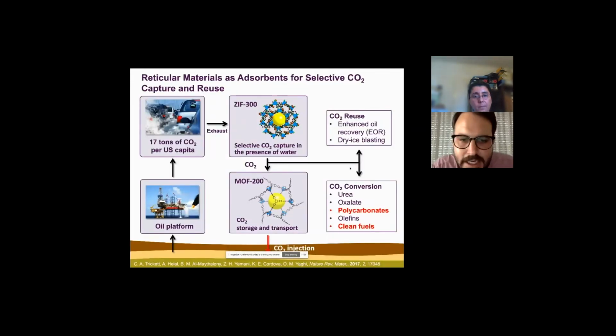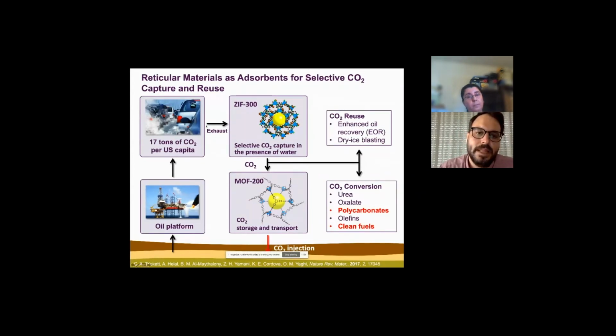In terms of carbon dioxide, MOFs really play a role in each step of the carbon cycle. I think we all know that petroleum comes out of the ground, it's refined, and then it's used as gasoline in cars. And in the US alone, 17 tons of CO2 is generated per capita. So it's from the exhaust of burning these fossil fuels that carbon dioxide goes into the atmosphere. And I don't need to tell you about all of the implications that creates.